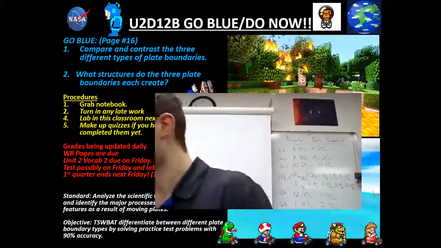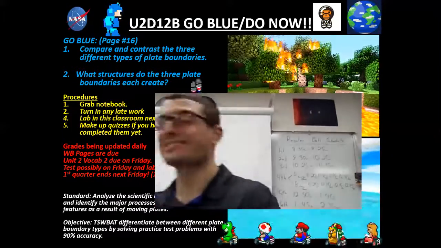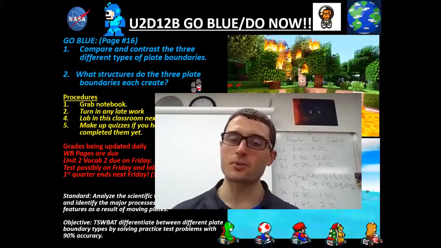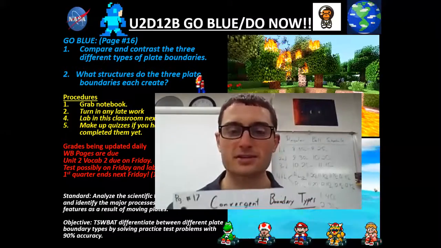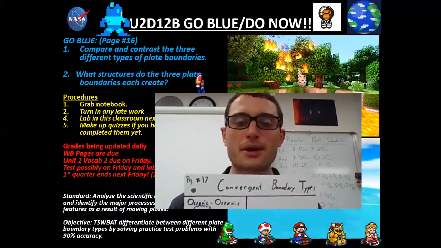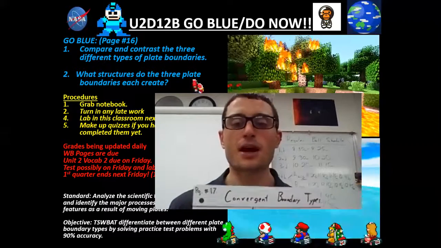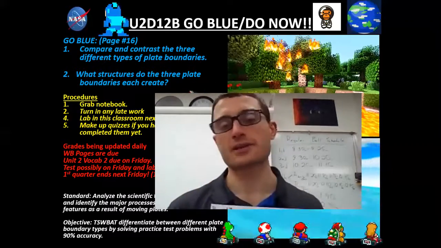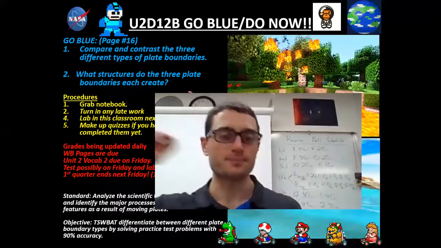And then later today, we are going to begin page 17, which is going to be a little more in depth. The title of that is going to be Convergent Boundary Types. Again, convergent boundary types. So we're going to be combining our two different types of crust, as you'll see here.